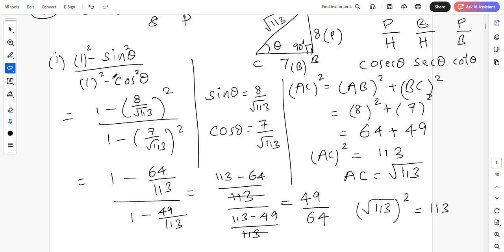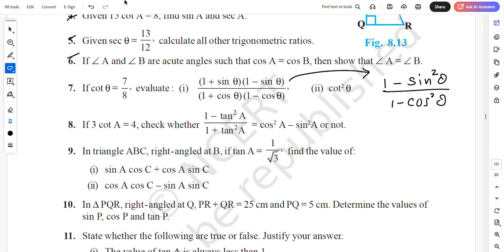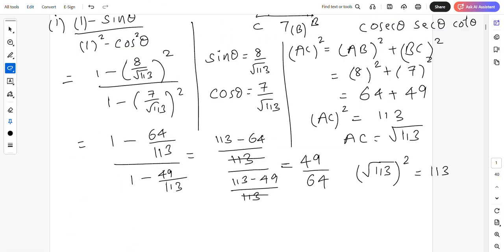1 plus sin theta into 1 minus sin theta divided by 1 plus cos theta into 1 minus cos theta is 49 by 64, the right answer. Now what is the second one? They are asking us to calculate cot square theta. You are supposed to calculate cot square theta.